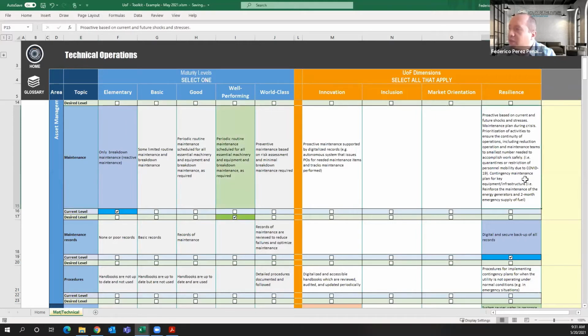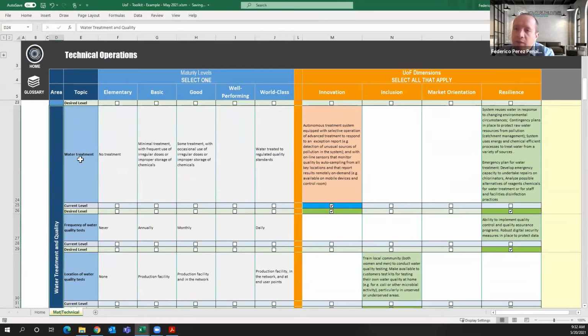Also for resilience, which is really important right now, you will see that you have different practices that you can implement in your own utility. For example, the maintenance plan during crisis, how to prioritize the activities, how to include a reduction in operation and maintenance teams, so smaller teams. For example, during COVID, some of the staff were older than 60 years old in some countries, so they had to leave, and they had to reorganize all their teams to perform the maintenance process.